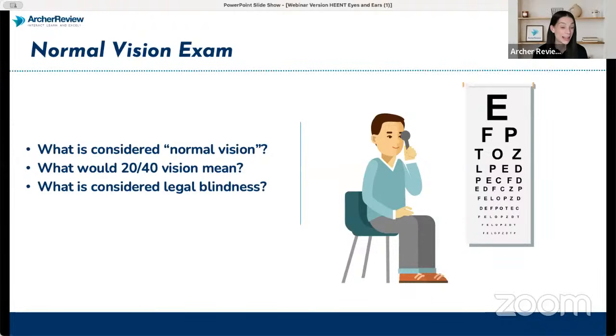And this is how we test 20/20 vision. And 20/20 vision just means a patient standing 20 feet away from the chart, from whatever they're looking at, sees what is expected. So what the normal population with normal eyesight sees. What would a 20/40 vision mean? So a patient has 20/40 vision. What is their vision like?